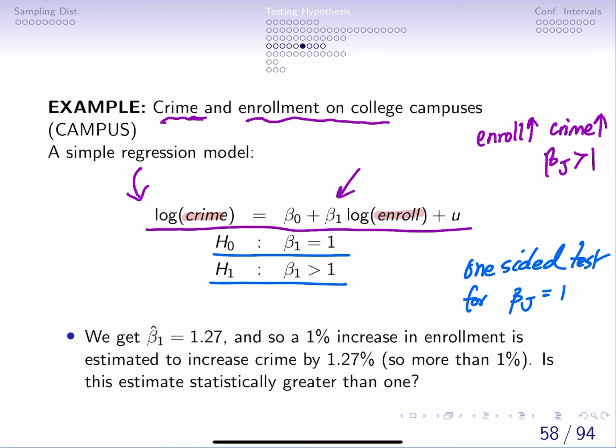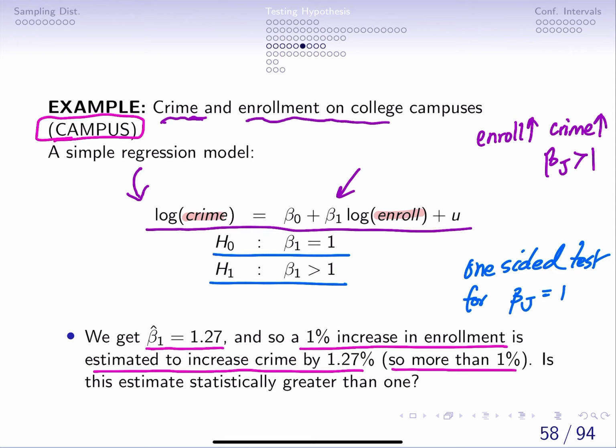So if we use the campus data and estimate such a regression from the Wooldridge package, we would find that beta 1 is 1.27, right? So the way to interpret this would be to say that a 1% increase in enrollment is estimated to increase crime by 1.27%. Okay, so it's a little more than a 1-for-1 increase, right? So a little over 1%. So if enrollment is going up by 1%, then that's increasing crime by 1.27%.